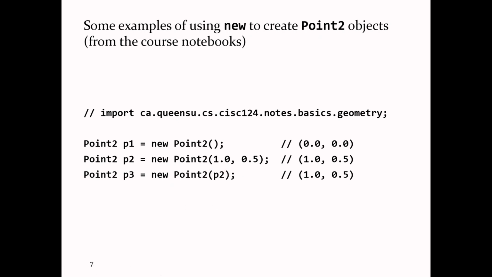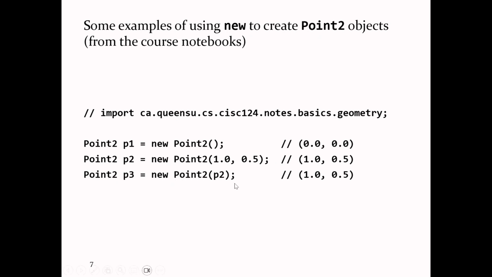There's a second type of constructor here. So here we make a point, we have a variable p2, we make a new Point2 object, and we set its coordinates to 1 and 0.5 when we initialize the object. So there's a second constructor. So Point2 has at least two constructors.